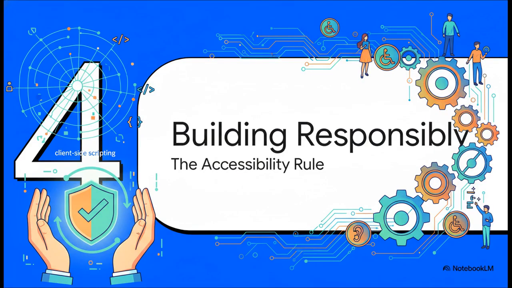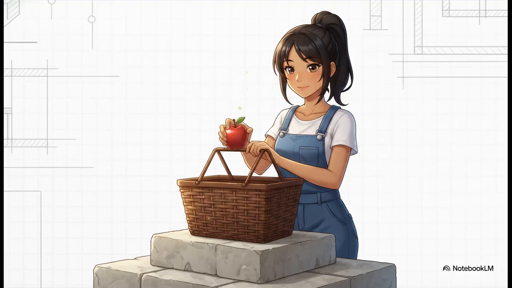All right, on to Section 4, building responsibly with JavaScript, also known as the accessibility rule. Because JavaScript runs entirely on the client side, it introduces a pretty unique vulnerability. What happens if the user's browser fails to execute it? Maybe they're on a super slow network and the script just times out. Or perhaps an aggressive ad blocker mistakenly blocks the file. Or, hey, the user might just have JavaScript completely disabled for security reasons.